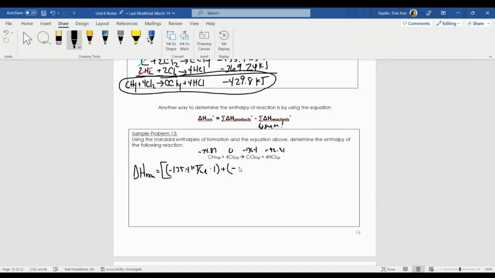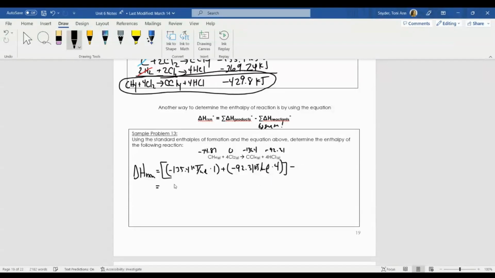So this is negative 92.31 kilojoules per mole. But according to this balanced chemical equation, there are 4 moles of hydrochloric, so I'm going to times that by 4. This is the sum of my products. So I have 1 carbon tetrachloride and 4 hydrochlorics. I'm going to add all of that up and get some number.